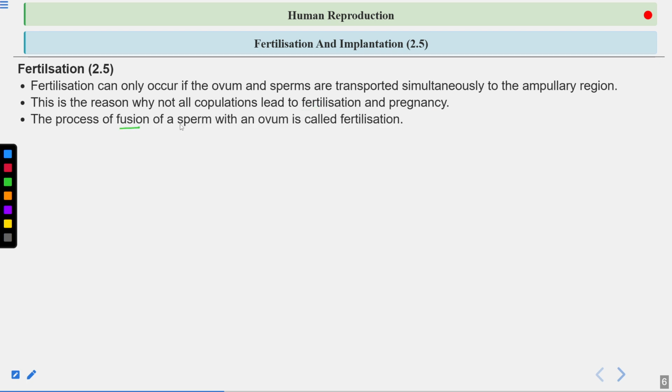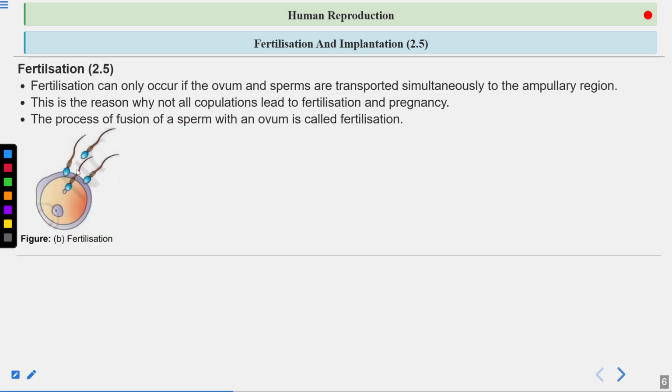The process of fusion of the sperm with an ovum is called fertilization. What is fertilization? Fusion of the sperm with the ovum. This is known as fertilization. So here you can see, again, we have discussed this figure. Here they have shown that the sperms are approaching the egg, but only one sperm is able to fertilize the egg.